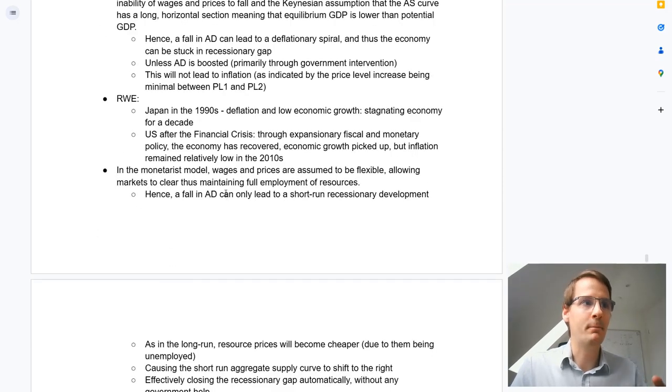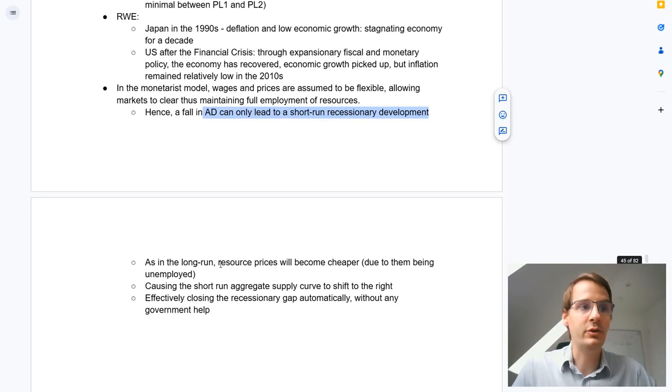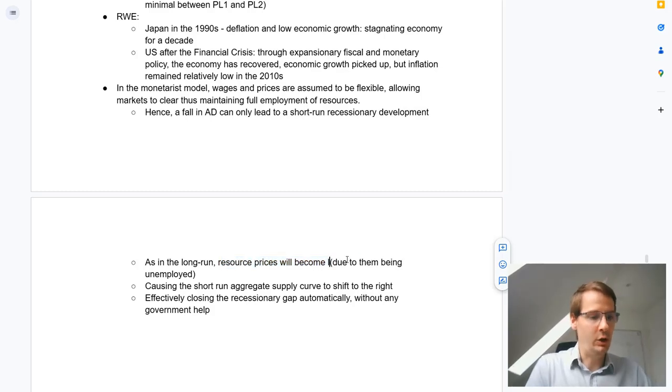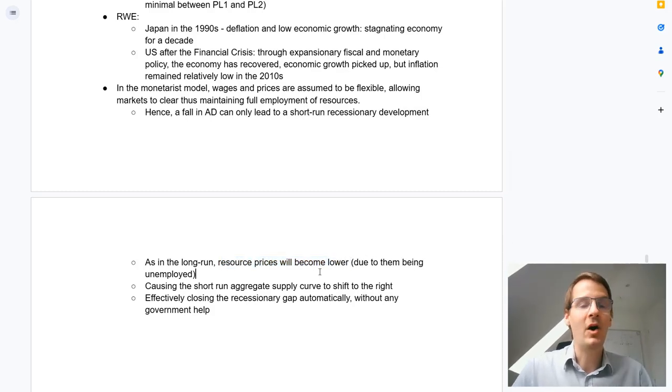And I would also explain the monetarist model, where wages and prices are assumed to be flexible, allowing markets to clear, thus maintaining full employment of resources. Hence, a fall in aggregate demand can only lead to short-run recessionary developments, and in the long run, resource prices will become lower due to resources being unemployed, and this could cause the short-run aggregate supply curve to shift to the right, effectively closing the recessionary gap automatically without any government help.